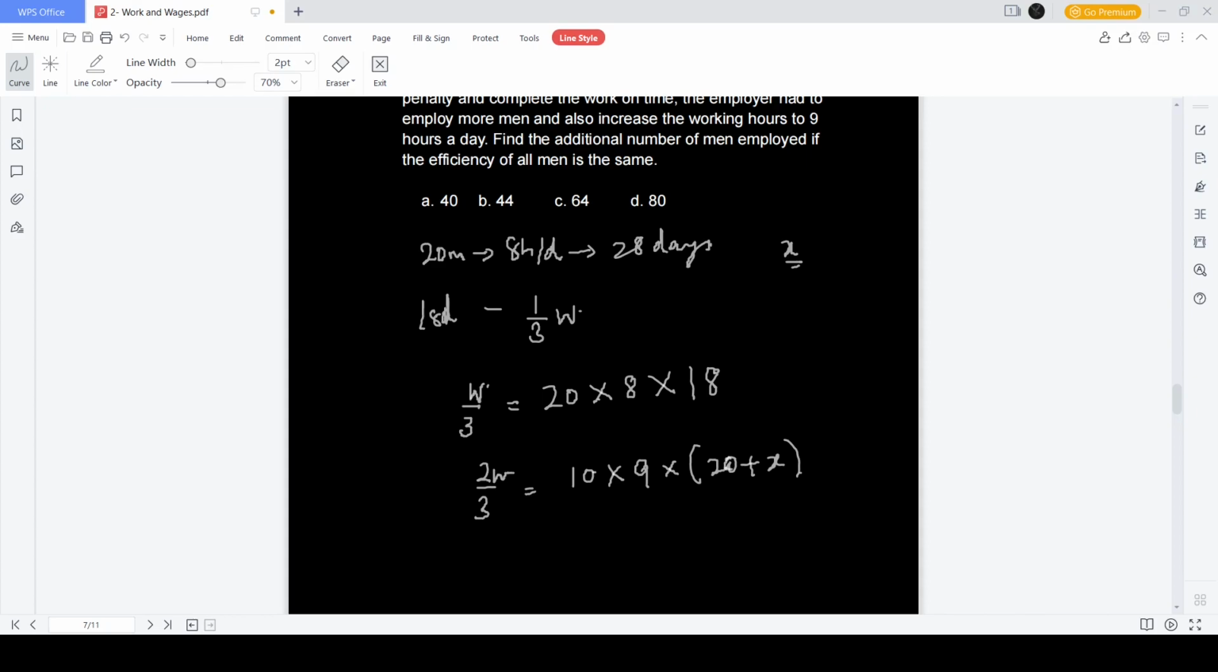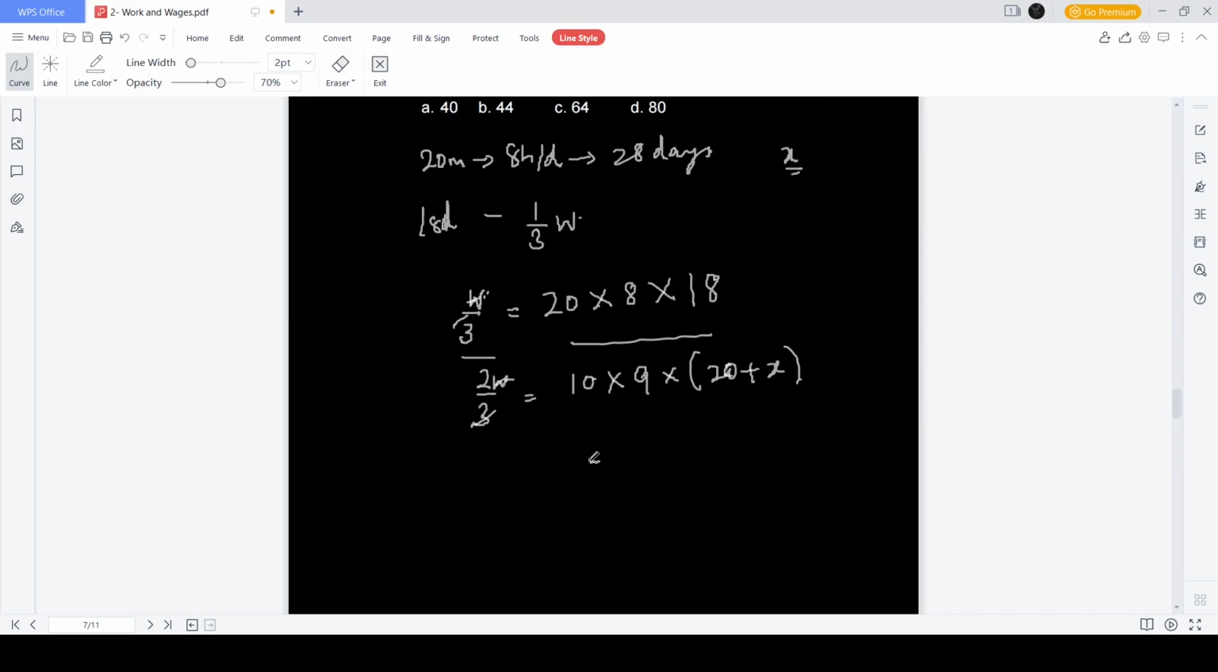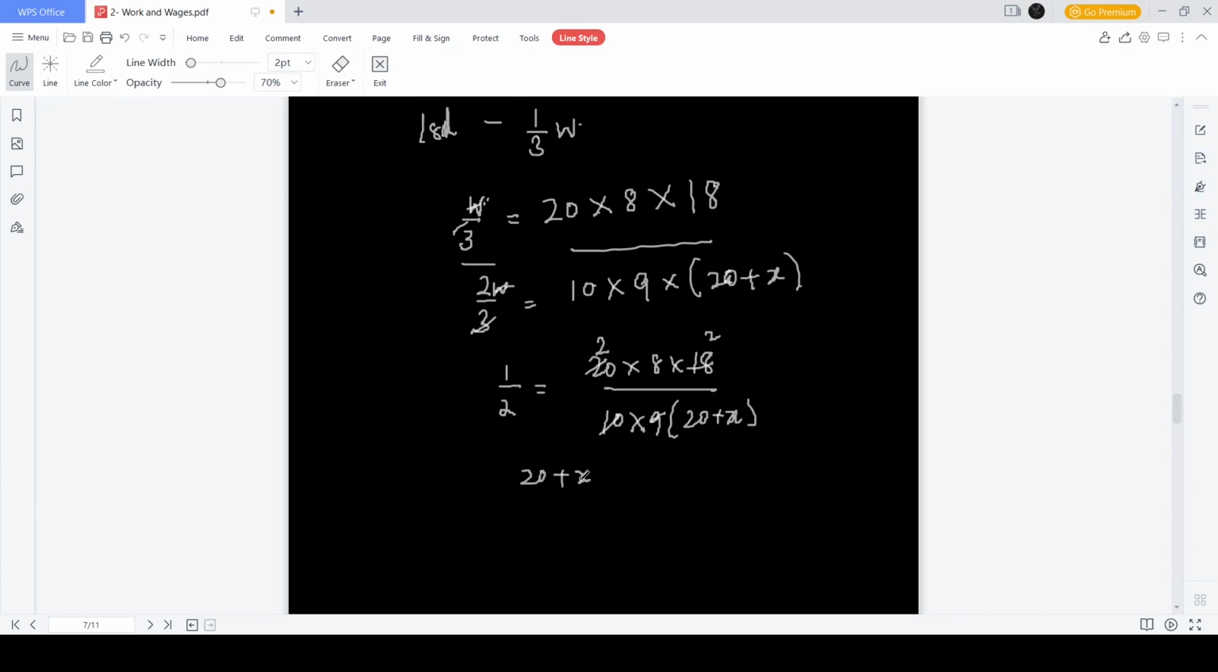If we divide the two equations we can cancel w. Now w and w will cancel, 3 and 3 will cancel, so this becomes 1 by 2 this side. So 1 by 2 is equal to 20 into 8 into 18 divided by 10 into 9 into 20 plus x. Cancelling like terms, 9 2s are 18, and this 2 can come this side, this 20 plus x can go that side. So you get 20 plus x is equal to 2 into 2 into 2, 8 into 8, 64. So x becomes 44 men.